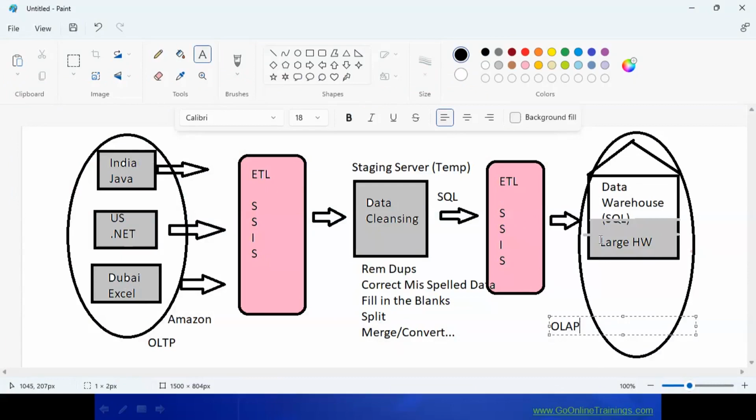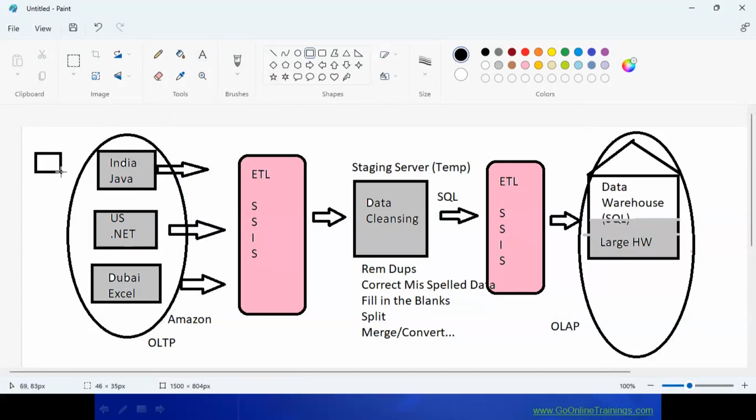OLTP means fresh data. It may be Java, it may be .NET, it may be Excel, doesn't matter. So you are going to be connecting to, let us say, Amazon.com in the morning. You have to buy a mobile phone. So what will happen? An entry is made. One row is going to come. Like people are buying and buying, buying and buying. All the data will come to this server. This is going to be taking the fresh data because the purchase, the selling is happening today.